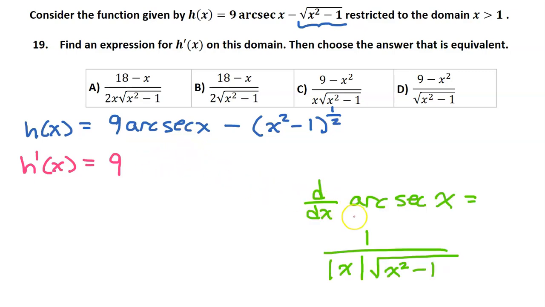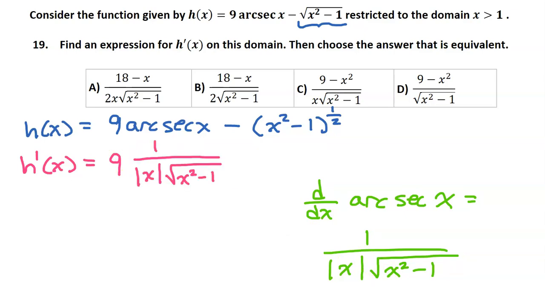It's time for me to remind you of a fact that you should have memorized. The derivative of arcsecant x is 1 over the absolute value of x times the square root of x squared minus 1. So that's what we see here, so I'm just going to go ahead and plug that in.